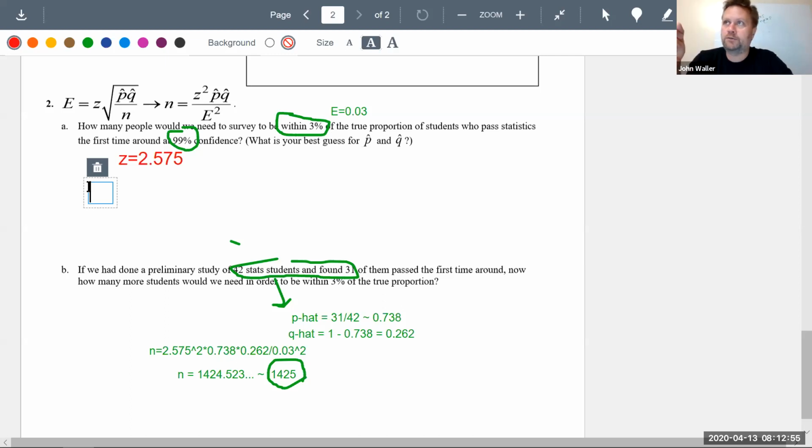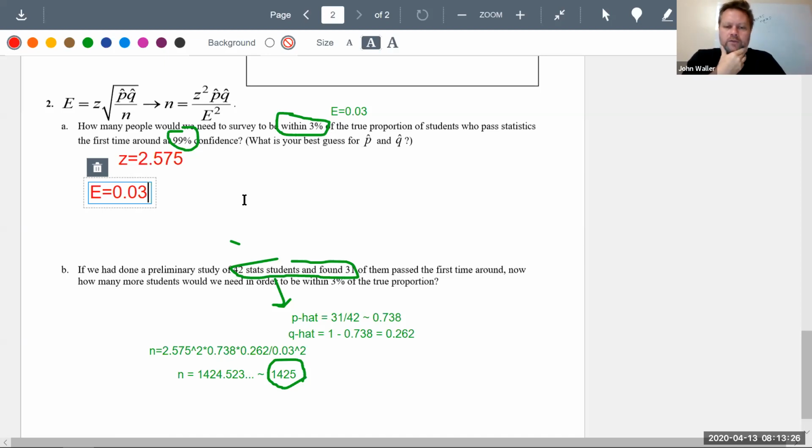So it's going to be z squared p hat q hat over e squared. I know what e is. I know e is 0.03. I know what z is, but what are p hat and q hat? What's the best guess? If I said, what percentage of the people at the Sprouts down the street right now are women, your best guess is 50%.